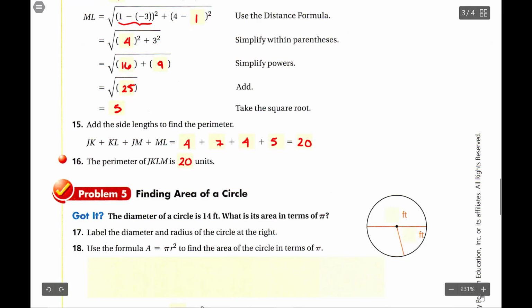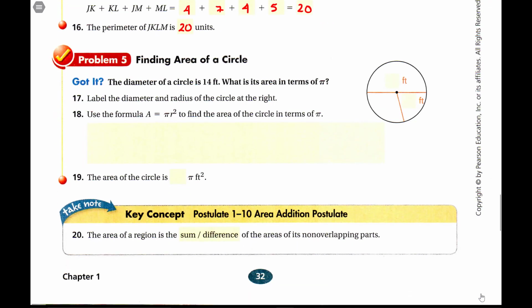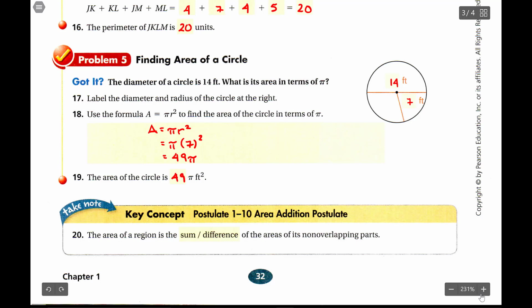For problem number 5, we're going to find the area of a circle. We're given the diameter is 14 feet. What's the area of the circle in terms of pi? So we have the diameter is 14 feet. That means the radius is 7 feet. And when we use the formula, area is equal to pi r squared, we substitute in that radius of 7. And when we square 7, we get 49. So the area of the circle is 49 pi square feet.